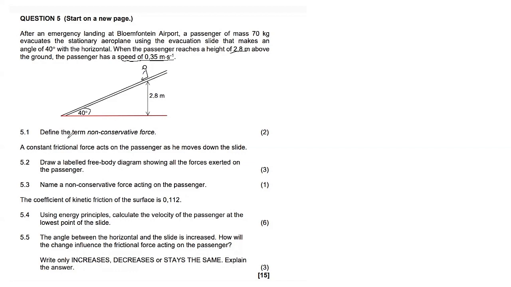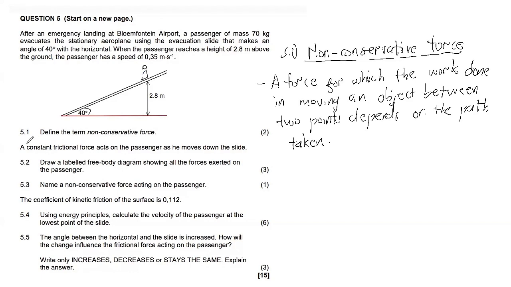Then 5.1 says, define the term non-conservative force. And how do we define that one? We say the non-conservative force is a force for which the work done in moving an object between 2 points depends on the path taken. Right, and that's how we are supposed to define non-conservative force for 2 marks. Right, and then let's proceed.